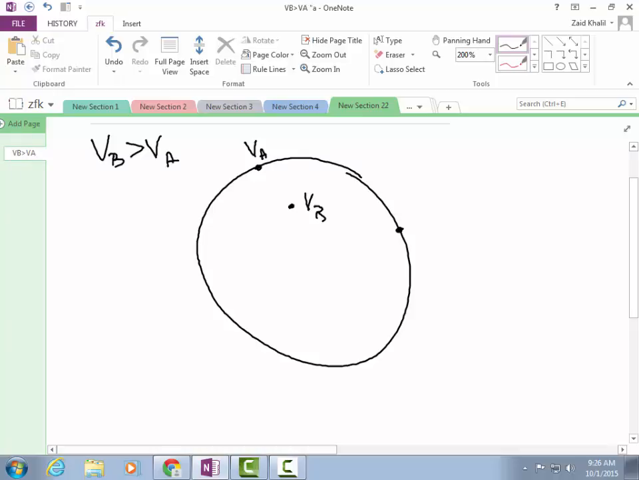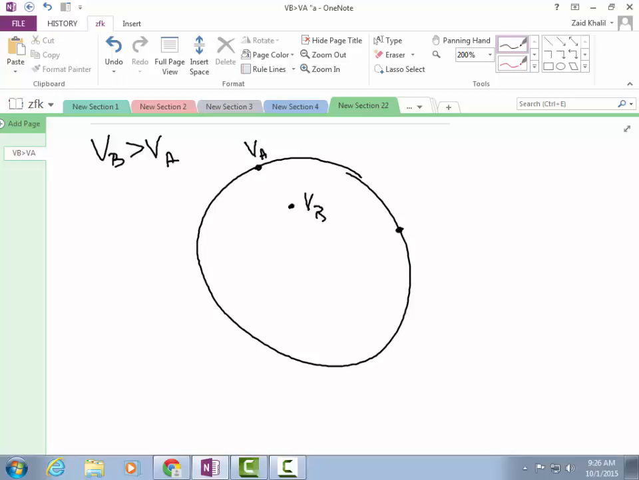But wait a second. What do we know about conductors? That the charges are going to rearrange themselves such that if there is a field, it goes away. So therefore, if you have a conductor, the potential has to be the same everywhere inside the meat of a conductor, no matter what.